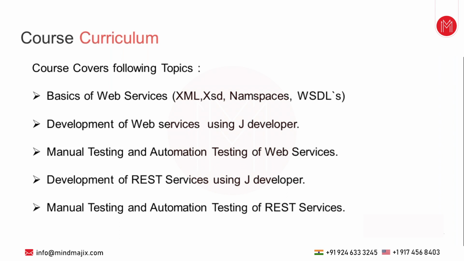Once after we develop the services, we are going to do the manual testing as well as automate the testing of the web services. Once the automation of the testing as well as the manual testing, assertions and the property transfer topics are covered in the web services, we will try to understand what exactly a REST service is, and we will be going through the HTTP verbs of the REST-based services, and we will be developing a REST-based service using the JDeveloper and the SOA application. In the same way we did the testing for the web services, we will be also doing manual testing as well as automation testing with respect to the REST-based services.